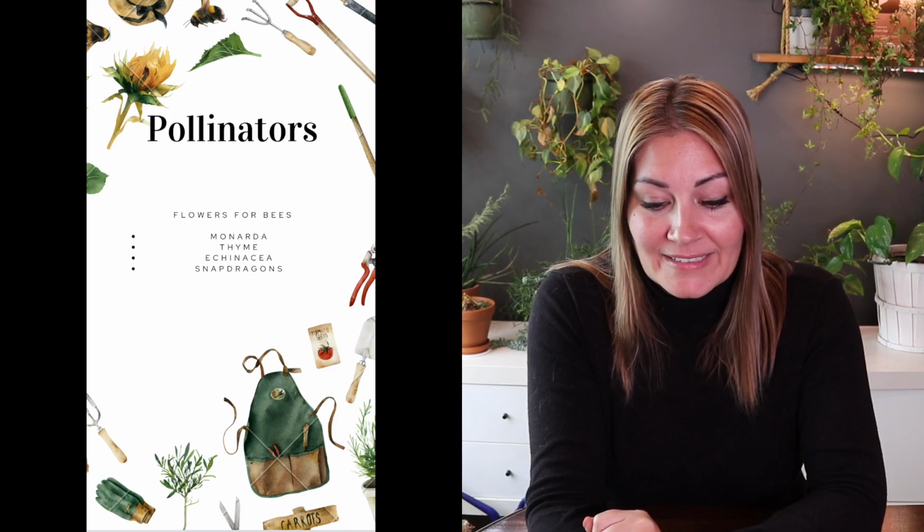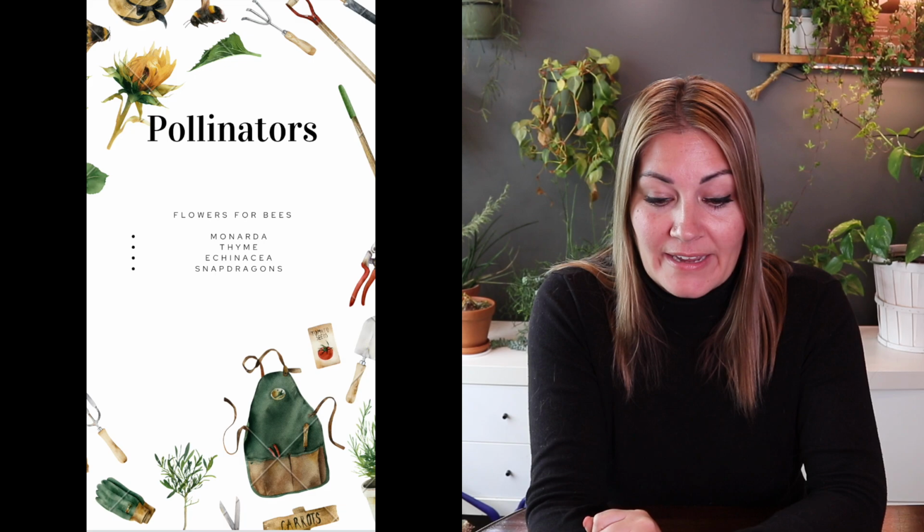If you think of a hummingbird, right, their long beak tells you that they really like tubular flowers. All the different characteristics in a plant are very specific to that pollinator. So if you want to attract bees to your yard, here are a few flowers to plant: monarda, thyme, echinacea, and snapdragons. Those are all flowers that are a great idea for bees.